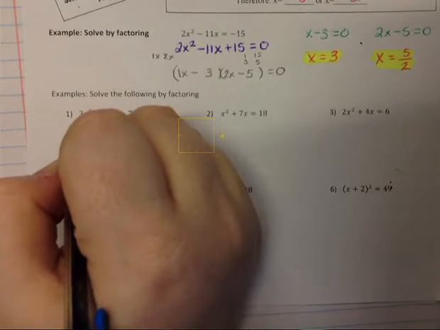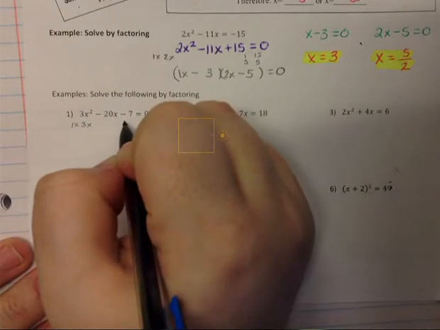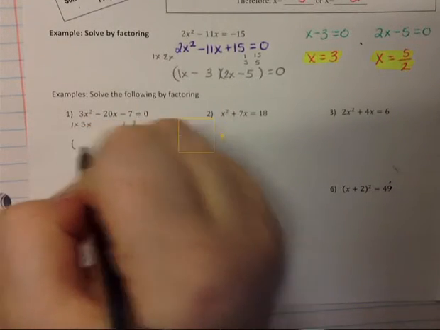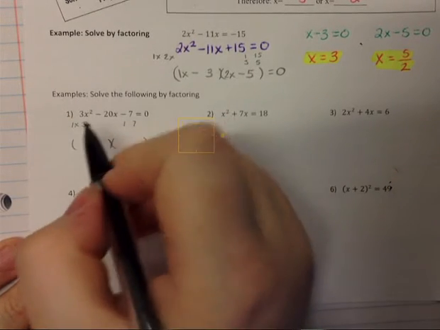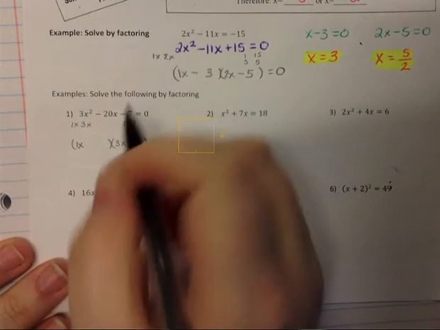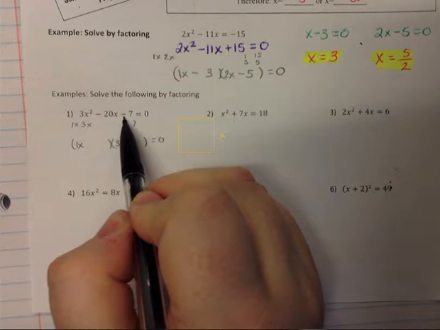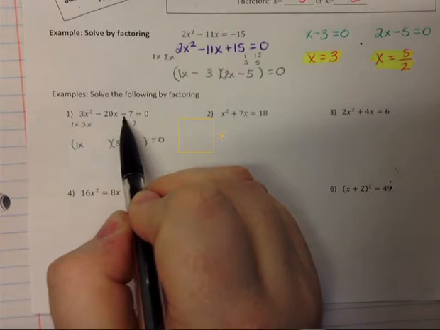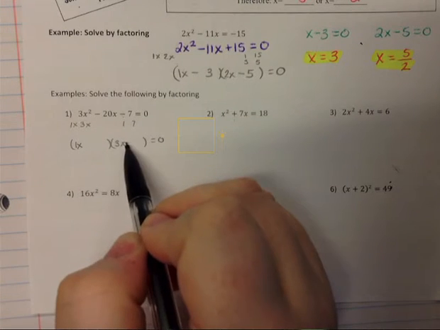So my factors of 3x squared are 1x and 3x. My factors of 7 are 1 and 7. So I have two sets of parentheses equal to 0. So I put my 1x and my 3x in the front. I look at my signs. I know that this c value is negative, so therefore I will have a positive and a negative sign in here. Don't know which one it is yet.